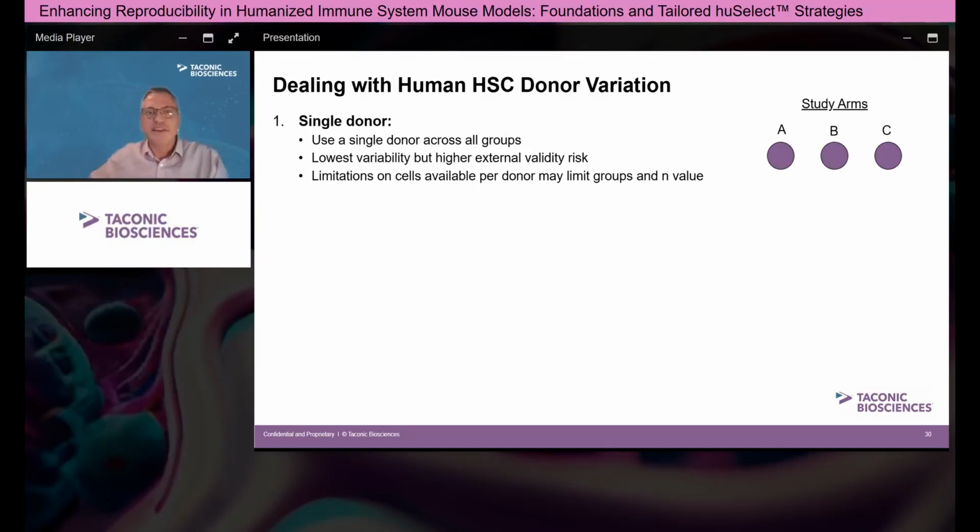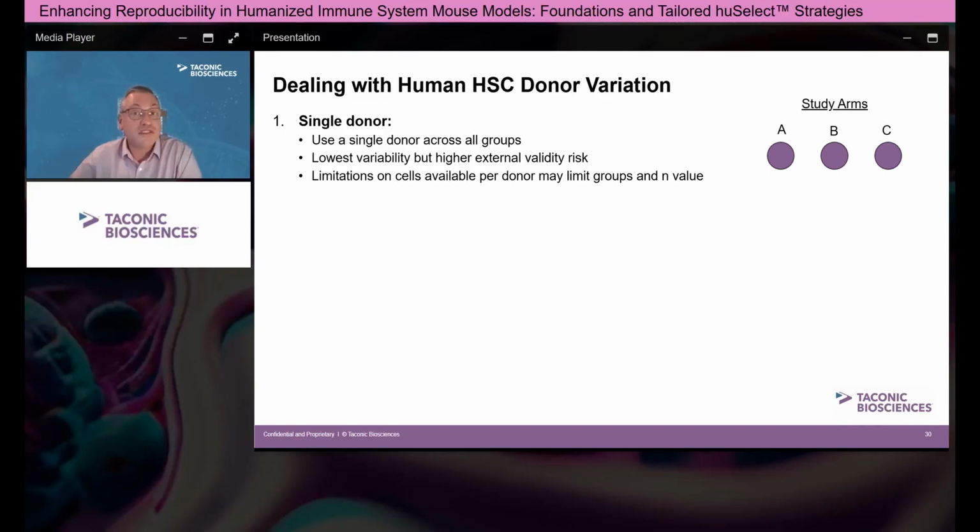So how do you deal with this in your studies? How do you deal with human hematopoietic stem cell donor variation? There are a number of different general approaches I'll summarize here. Some groups will want to use a single donor. At Taconic, we do have the option to return back to that donor. We have demonstrated that we can produce the same engraftment characteristics on subsequent engraftments by going back to that same source. One of the nice things with a single donor is that this reduces a lot of variability.